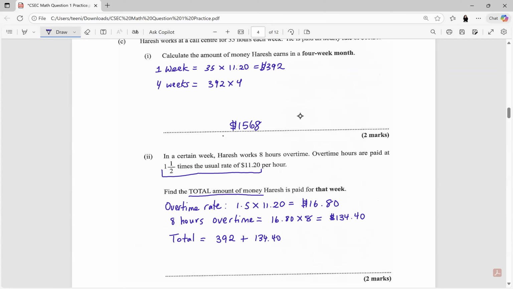Oh wait, how much? No. Hold on. Sorry, Miss, I added the wrong stuff. It's okay. $526.40. Yeah, correct. $526.40. All right, that's correct.